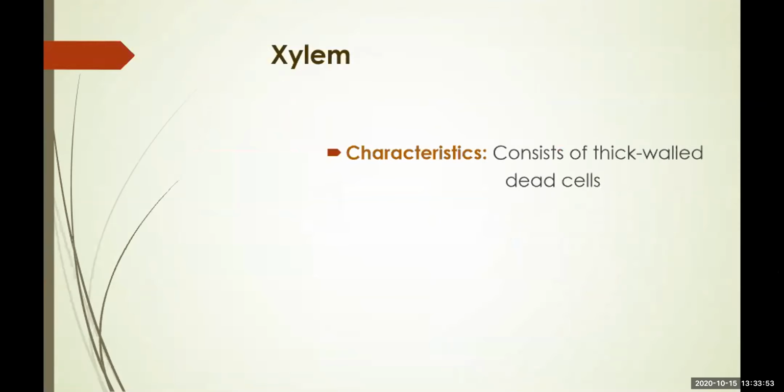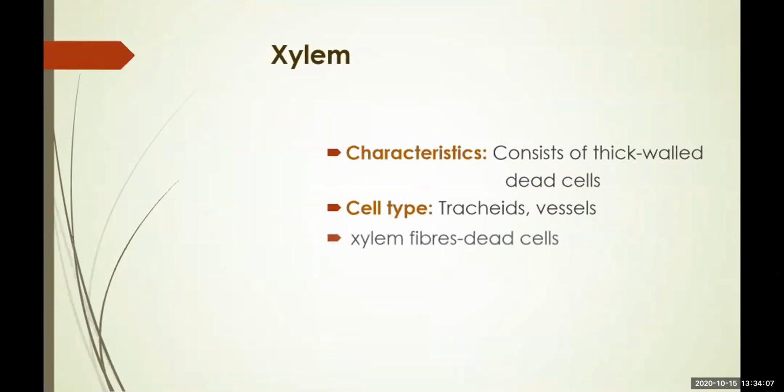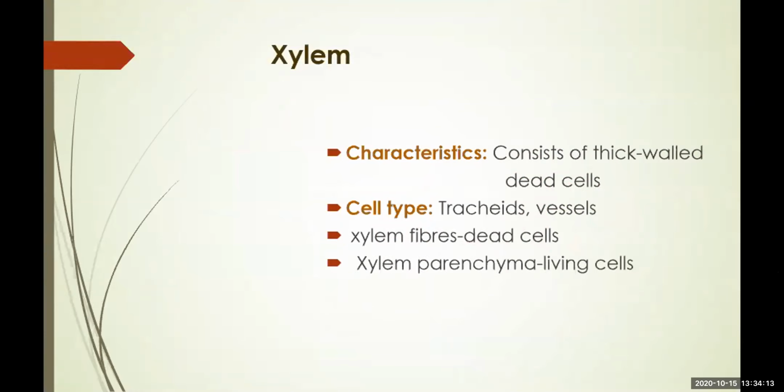It consists of thick wall dead cells. They are called tracheids and vessels. Remember, tracheids and vessels are the major cell types present in the xylem. Xylem fibers, that are sclerenchyma cells. Xylem parenchyma, which contains lots of cytoplasm to provide energy to the cells. Now, structure. Majorly, it consists of tracheids and vessels, and it shows a connected tube-like structure.